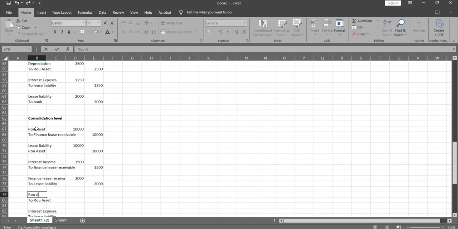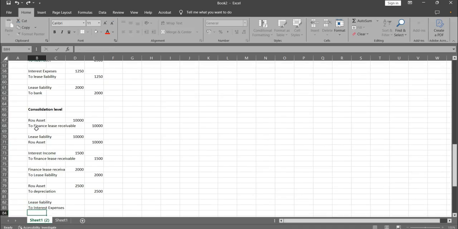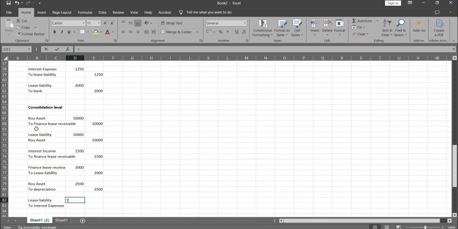So here we will say ROU asset to depreciation. This was recorded for 2500. Then lease liability to interest expenses, because this is also a transaction between A and B.